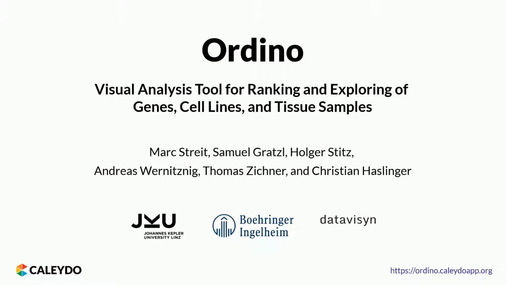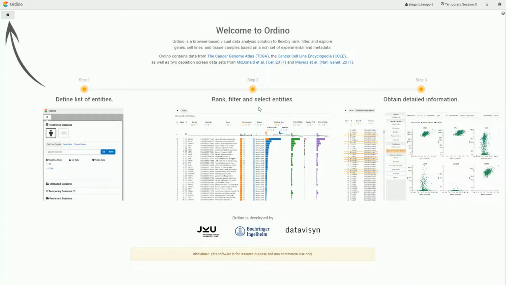In this video, we present Ordino, a browser-based visual data analysis tool to flexibly rank, filter, and explore genes, cell lines, tissue samples, and further entities.